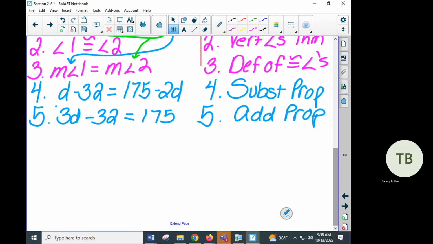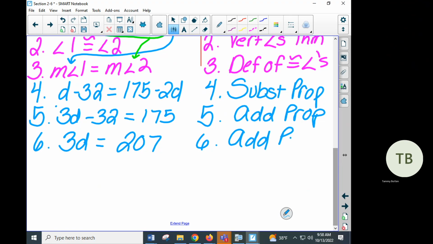Okay. The next thing we're going to do is get rid of this minus 32 by adding 32. And when I add 32 there, I would get 207. Okay. I added 32 to both sides, so that is again addition property.